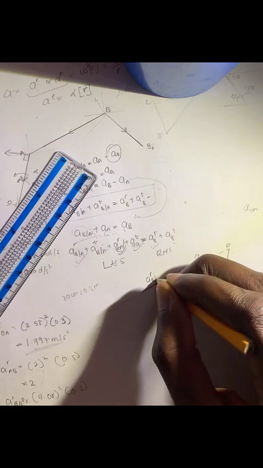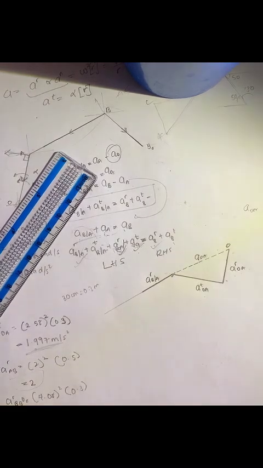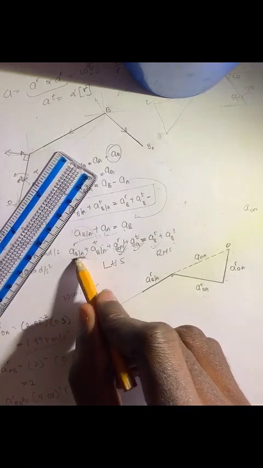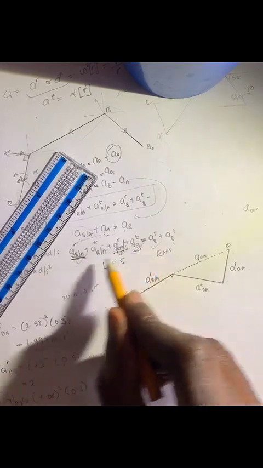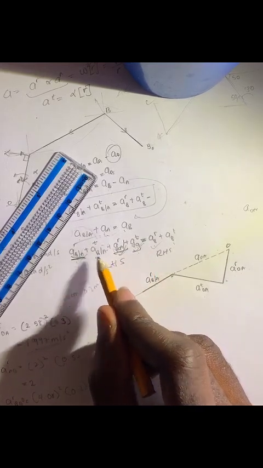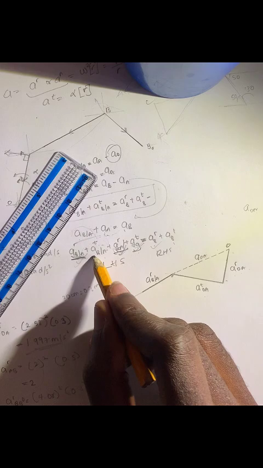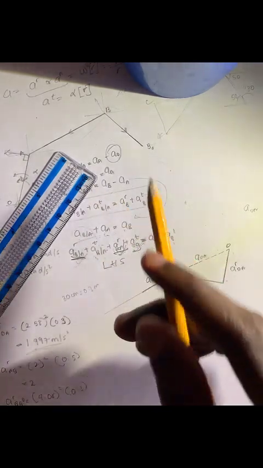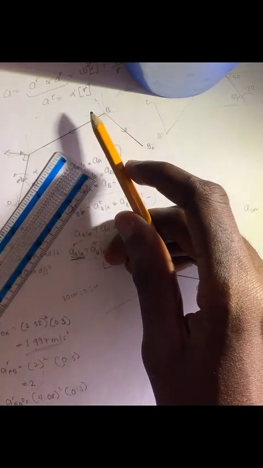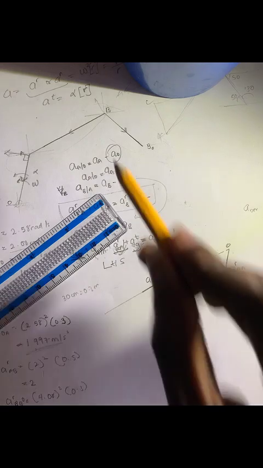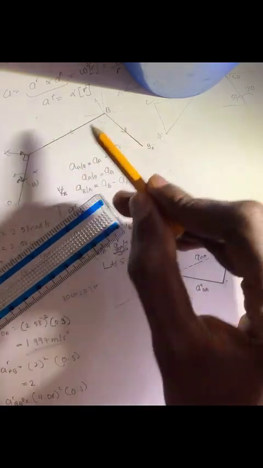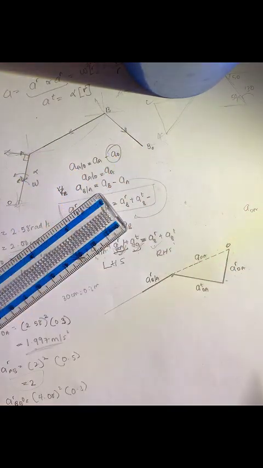Of B relative to A. That's my A radial of B. So I've drawn 1, 2, 3, which means A, B, A. That's the tangential acceleration. Now I know the direction of my tangential acceleration. It's supposed to go up. No, it's not supposed to go up. I was just using this as an example.